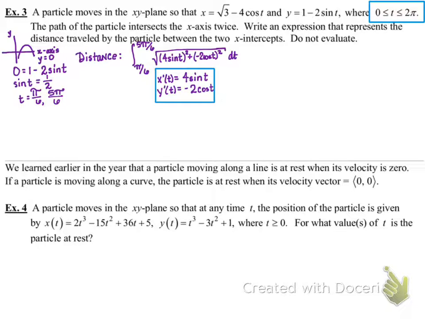We use the integral of the magnitude of the velocity, using the definition of the distance, and the derivative of x would be 4 sine t, and the derivative of y would be negative 2 cosine of t.